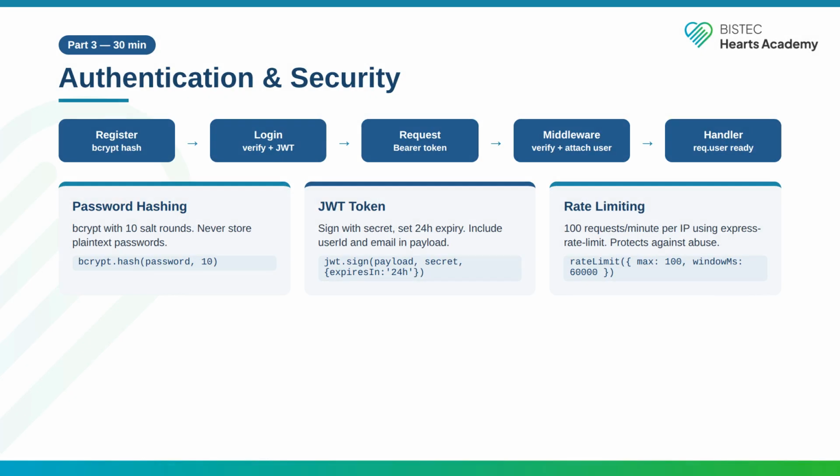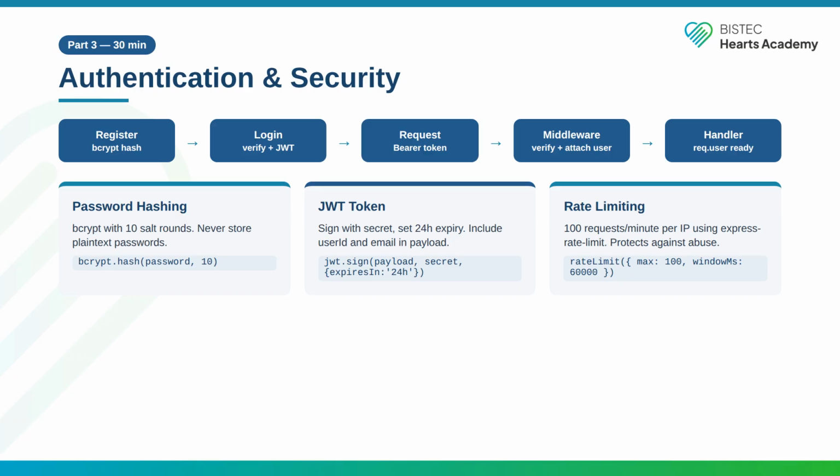Authentication is 30 minutes. This is where a lot of bugs happen, so let's be precise. The security checklist: hash passwords with bcrypt using 10 rounds. Never store plain text. Validate and decode JWT tokens in middleware. Apply that middleware to protected routes.